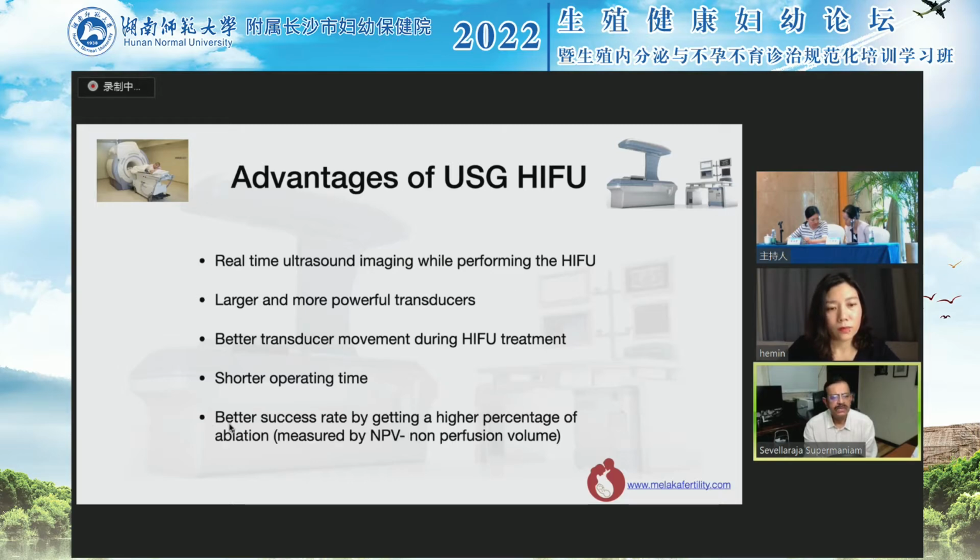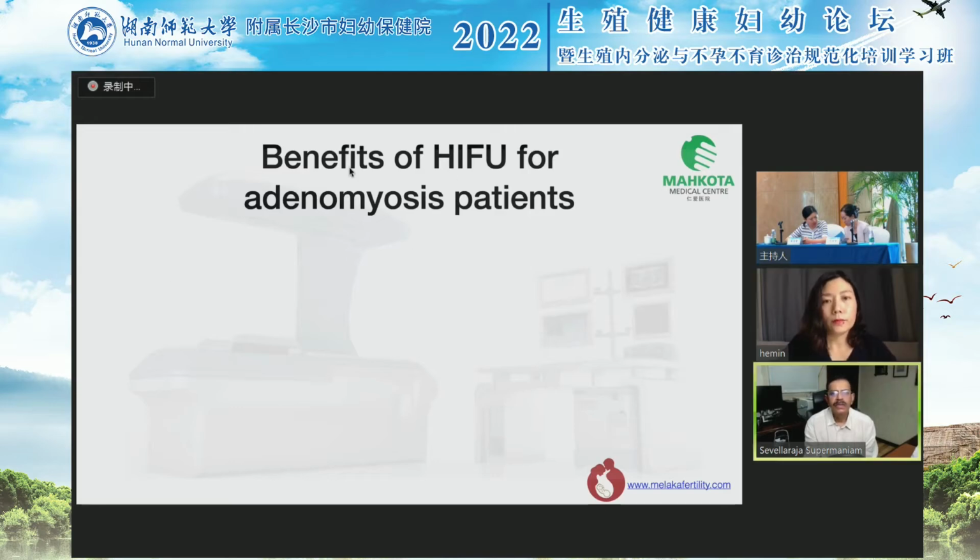And lastly, which is probably the most important thing, because of all these advantages, you have a higher percentage of ablation, which is the NPV, non-perfusion volume, much better with ultrasound-based HIFU compared to MRI-based HIFU. So what are the benefits of HIFU for adenomyosis patients? The first benefit we all know is that it is non-invasive.